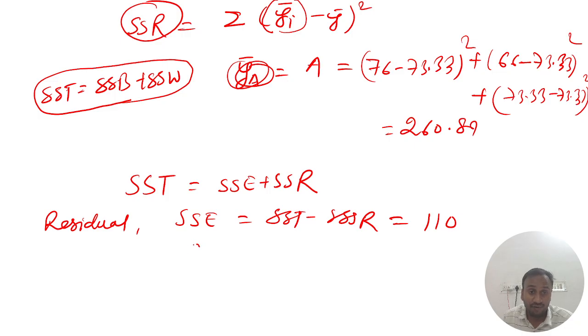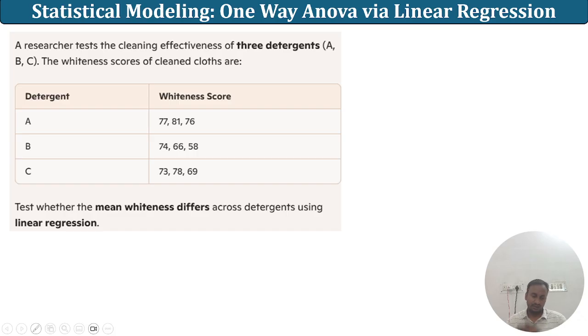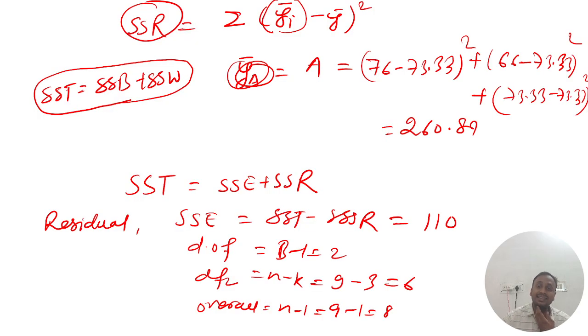So now we have to calculate the degrees of freedom. How many groups do we have? 3. So 3 minus 1 becomes 2. Then next will be n minus k. The total number was 9 minus the groups, so it becomes 6 for the degrees of freedom. What about the overall? N minus 1, 9 minus 1, which is 8.